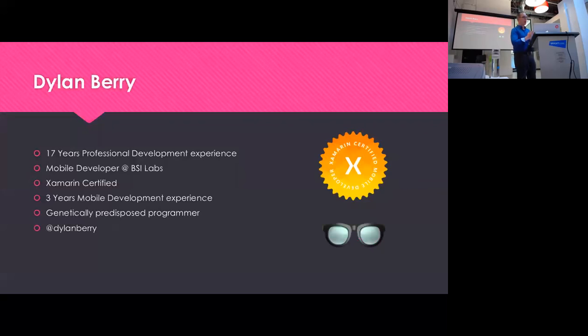First, a little bit about me. I'm a developer with 17 years of experience. Right now I'm doing mobile at BSI Labs. I'm Xamarin certified, and I've been working with Xamarin for 3 years, and I know there's people in this room that already have me beat quite a bit. So it's good. That means I have people who I can learn from. I refer to myself as a genetically predisposed programmer. I've got really thick glasses, and so I've got a nice glasses emoji that's a little washed out down in the corner. And you can follow me on Twitter at Dylan Berry.